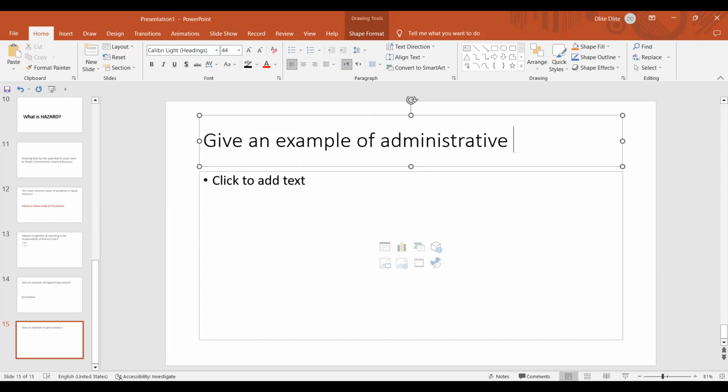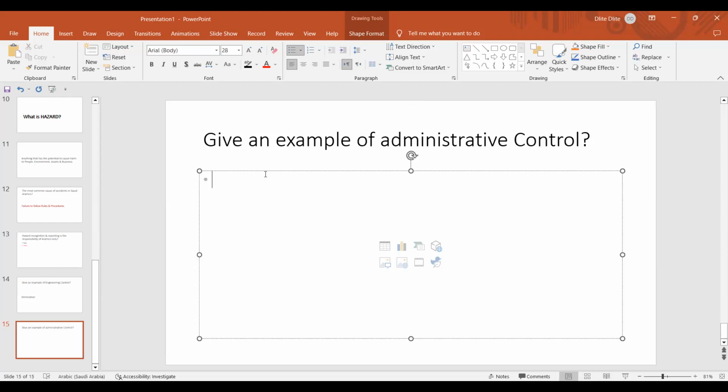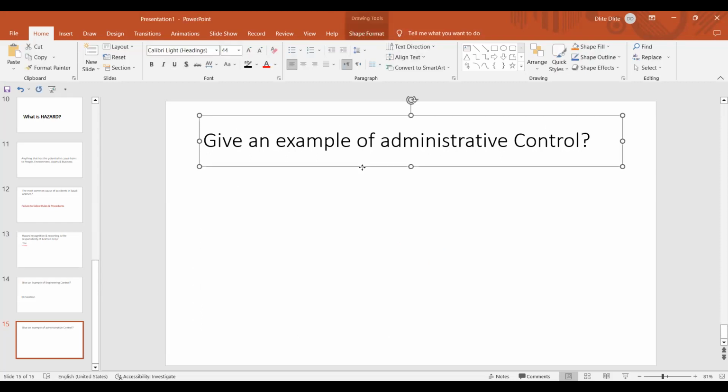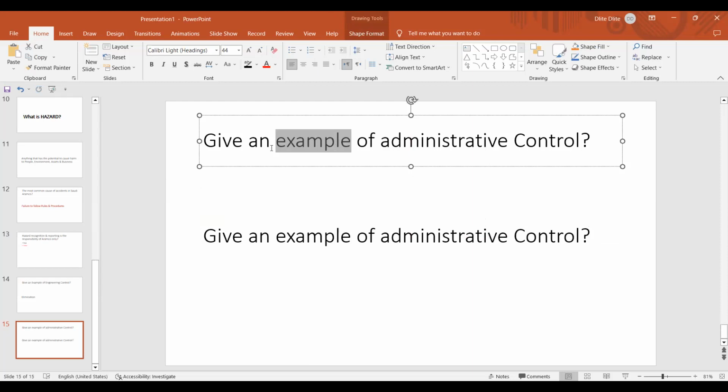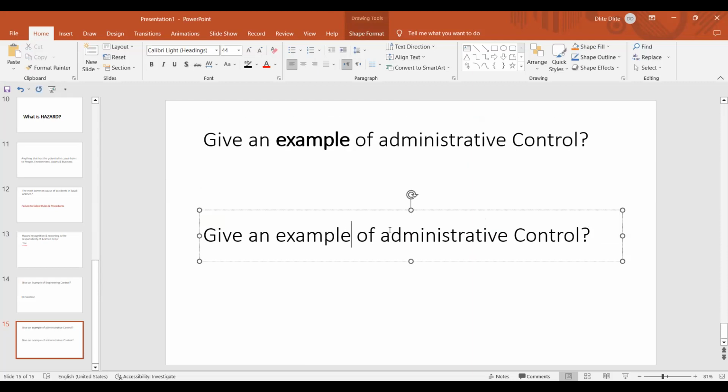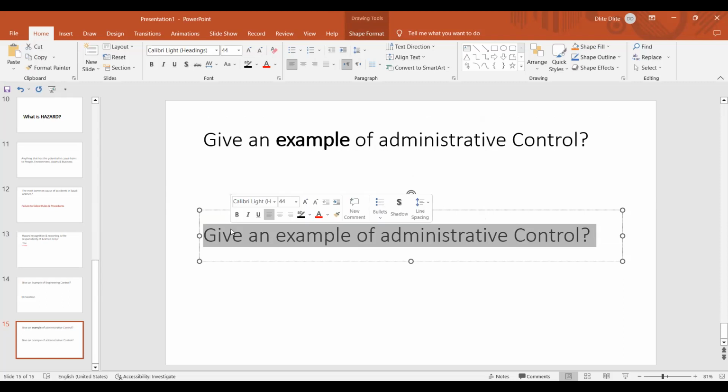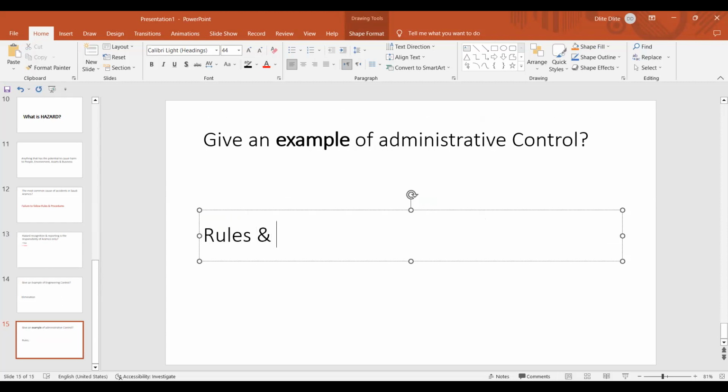Administrative control. So what would be your answer? What is coming to your mind? It is asking for an example, right? What example can there be? For administrative controls, a good example is rules and procedures, right?